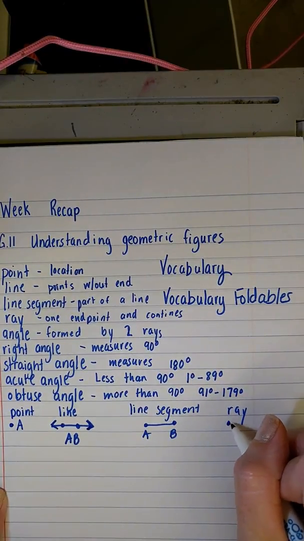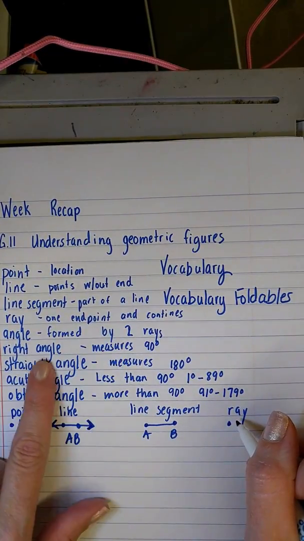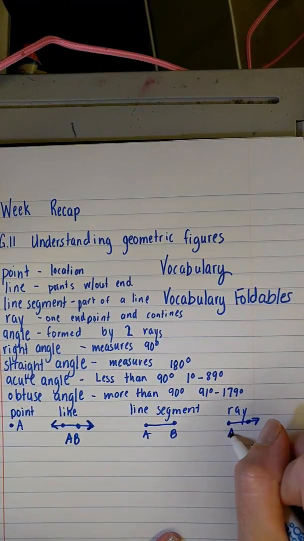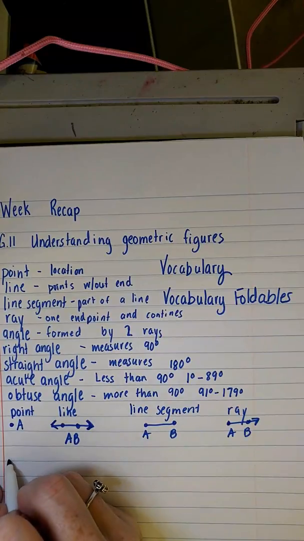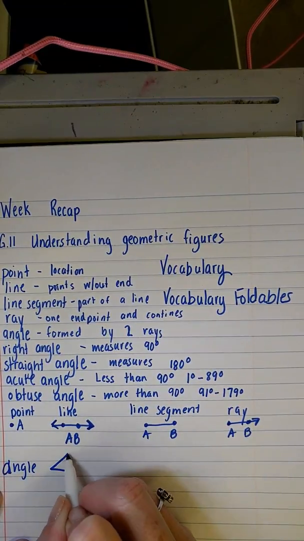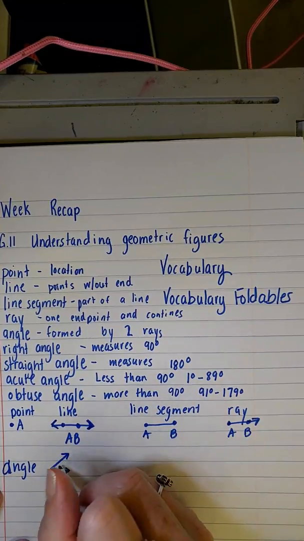A ray is one endpoint and continues in the opposite direction. AB. An angle is two rays connected with a vertex.